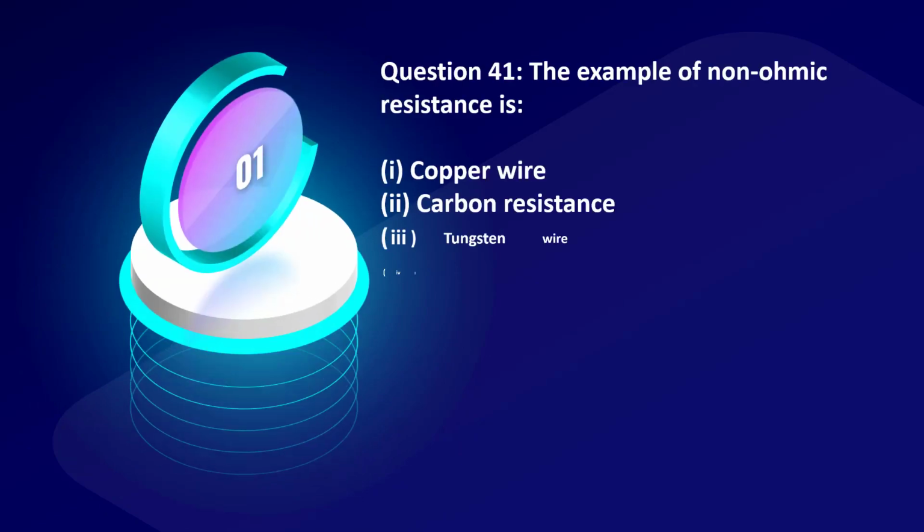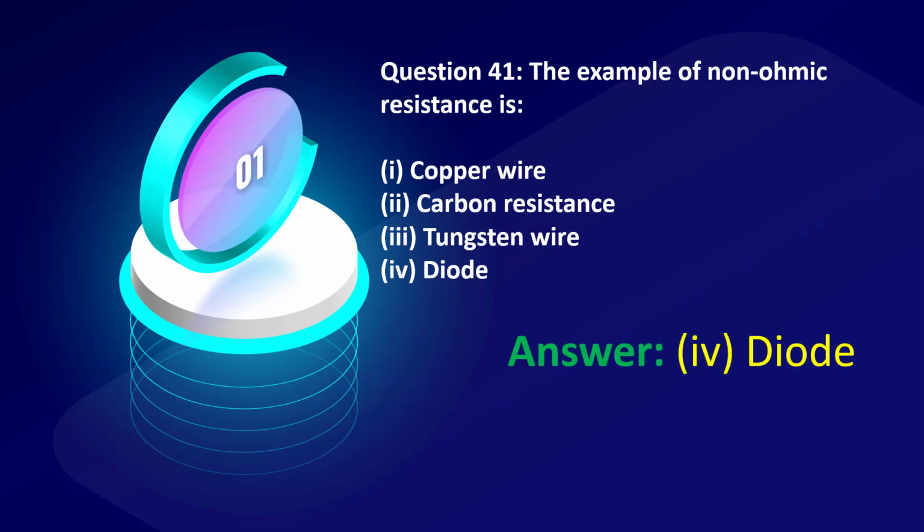Question 41. The example of non-ohmic resistance is: 1. Copper wire. 2. Carbon resistance. 3. Tungsten wire. 4. Diode. Answer: 4. Diode.